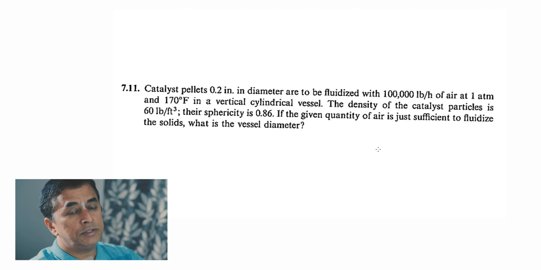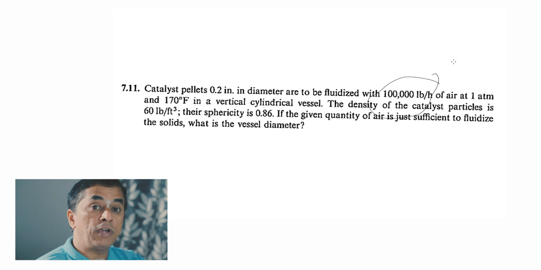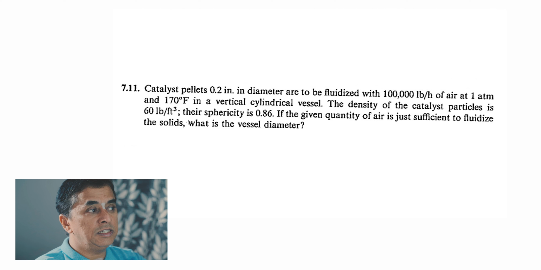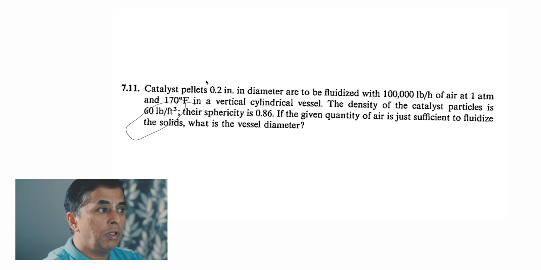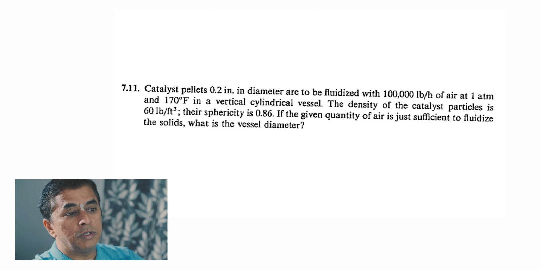Now inches are to be converted to meters, and then the air is entering at this huge value of pounds per hour. This has to be converted to kg per second, and then air at 1 atmospheric pressure and 170 degree Fahrenheit. So we should also know the density of this air, and once we know the density of the air, convert this to volumetric flow rate, and then the density of the catalyst particles is 60 lb per feet cube. It has to be converted to kg per meter cube, and the sphericity is 0.86. Now let's begin how to do this problem.